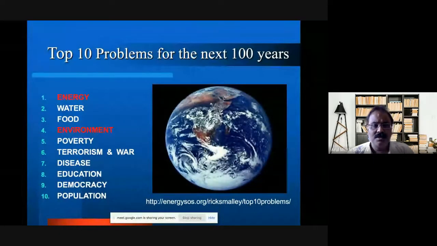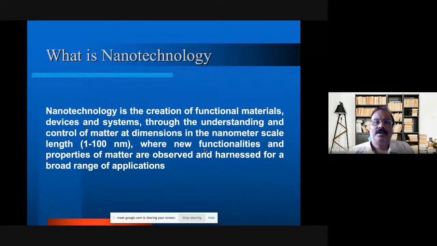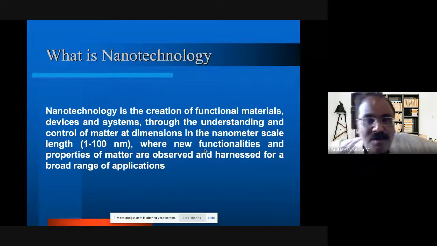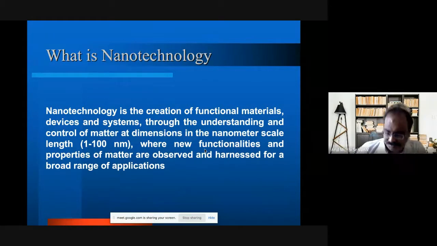Now as far as ICE engines are concerned, we mainly work on development of mechanical power with the help of the burning of fuels. So this is the focus of discussion today. So we are working on the first problem of the top problems. So we have discussed what is nanotechnology.